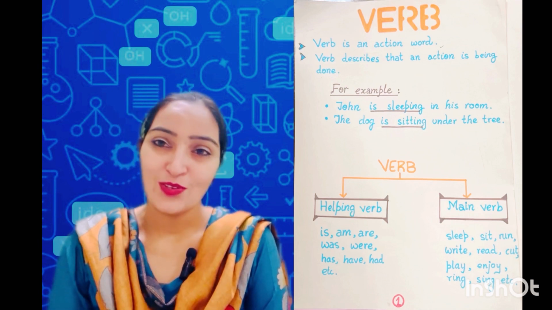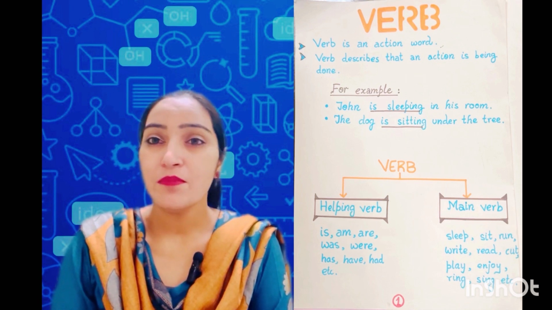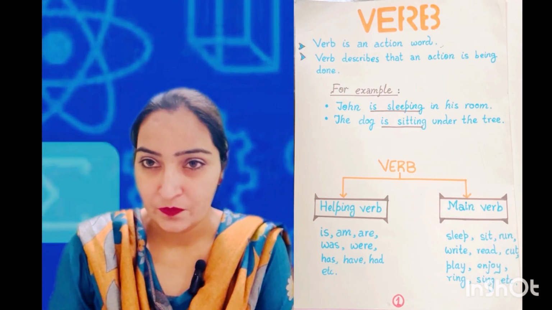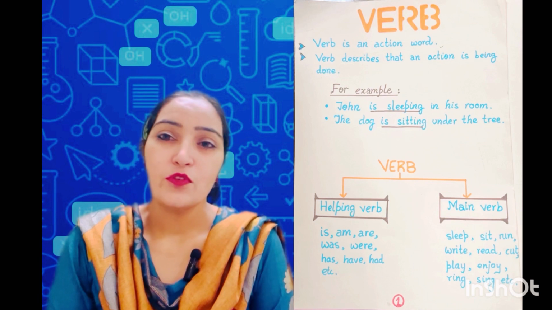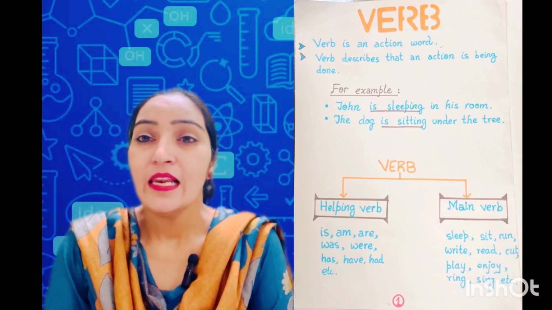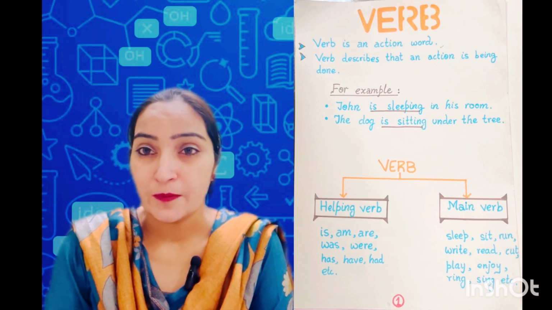John is sleeping in his room. In this sentence, sleep is a verb. The dog is sitting under the tree. In this sentence, sit is the verb. Now, verbs are of two kinds, main verbs and helping verbs. Let's talk about helping verbs first.